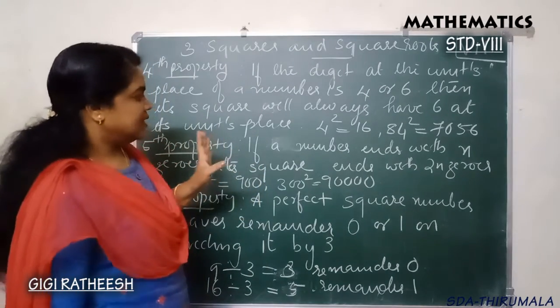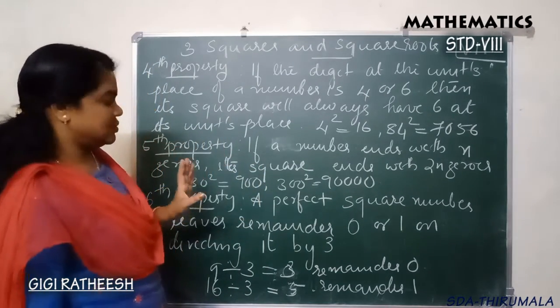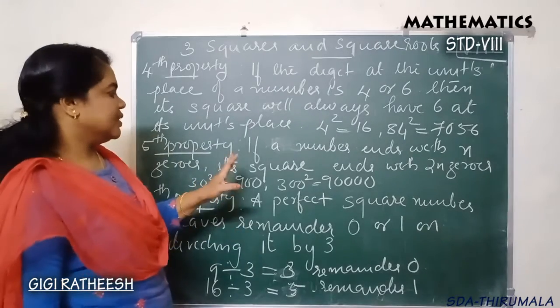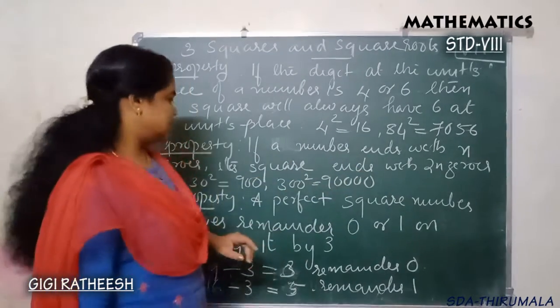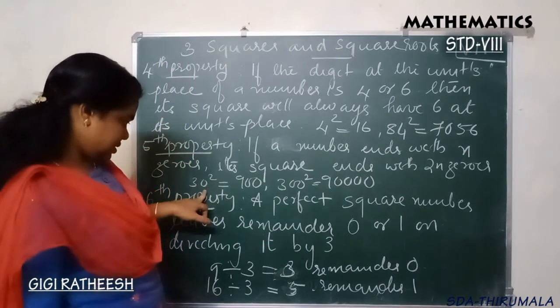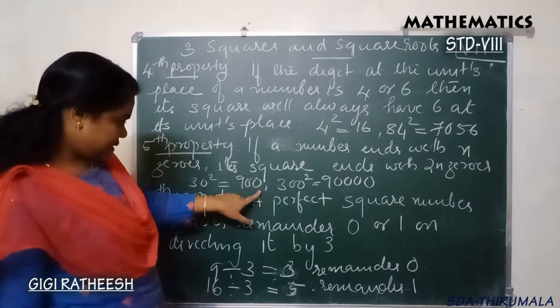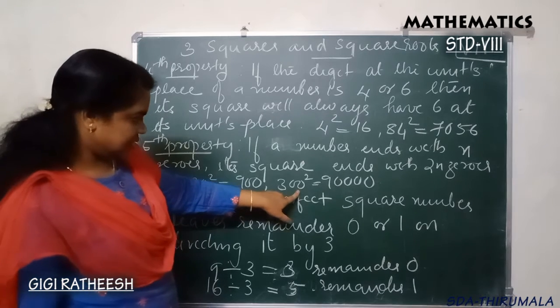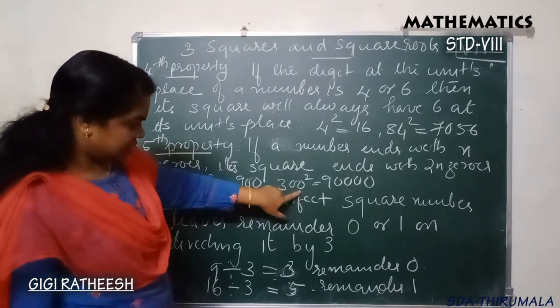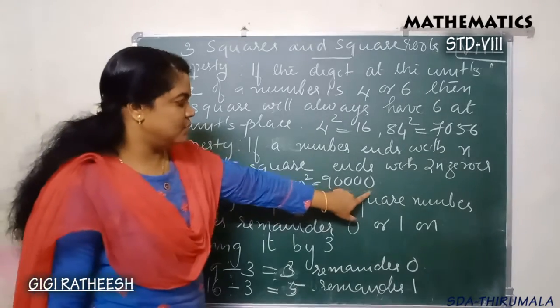Fifth property: if a number ends with n zeros, its square ends with 2n zeros. For example, 30 square: here there is only 1 zero, and in the square we get 2 zeros. Here it is 300, which has 2 zeros, and we get 4 zeros in its square.